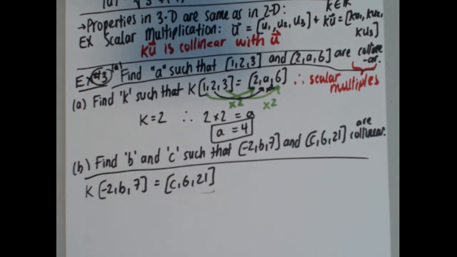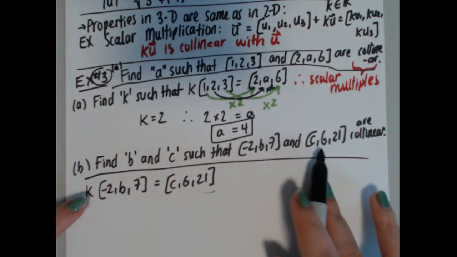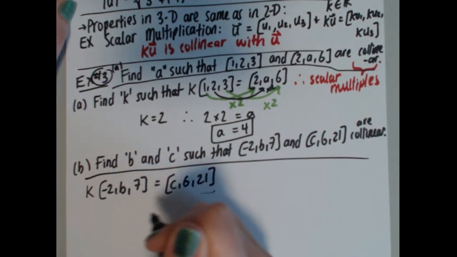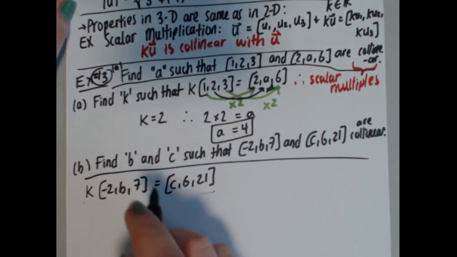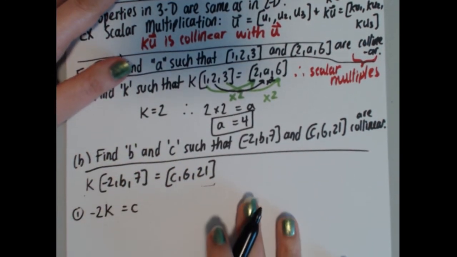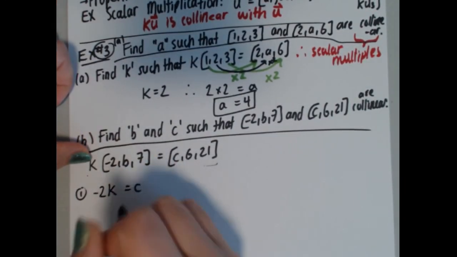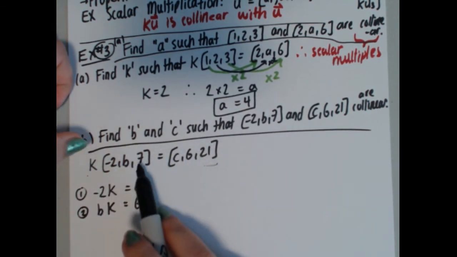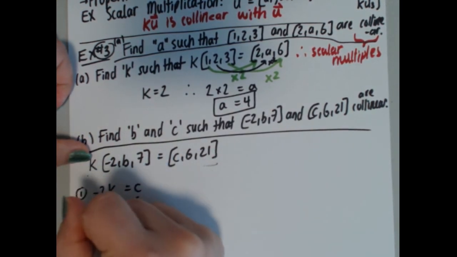Okay, so let's see if we can figure out what this scalar multiple is. So I'm going to set up a series of equations here. Since I have 2 unknowns as opposed to 1 like I had before, rather, I actually have 3: b, c, and k. To solve for 3 unknowns, I need 3 equations according to mathematics. So I'm going to set up 3 equations. So -2 times k is equal to c. That's going to be my first equation. The second equation is going to be b times k is equal to 6. And my third equation is going to be 7 times k equals 21.